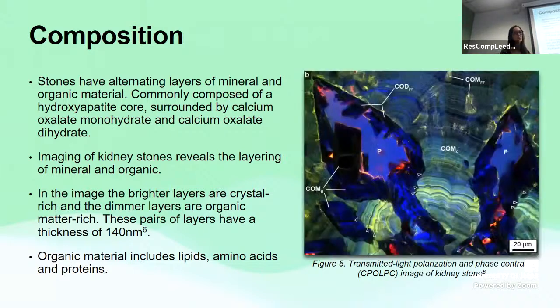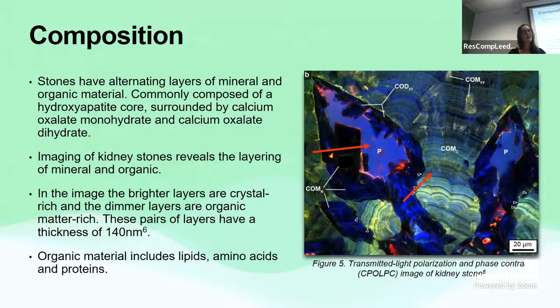This is another image of a stone, a bit more zoomed out, and you can see different layers within the stone. So we have here the calcium oxalate monohydrate, which grows in these clear striations. But we also see these empty pores. When these images are taken, the organic matter has degraded out of the kidney stone.